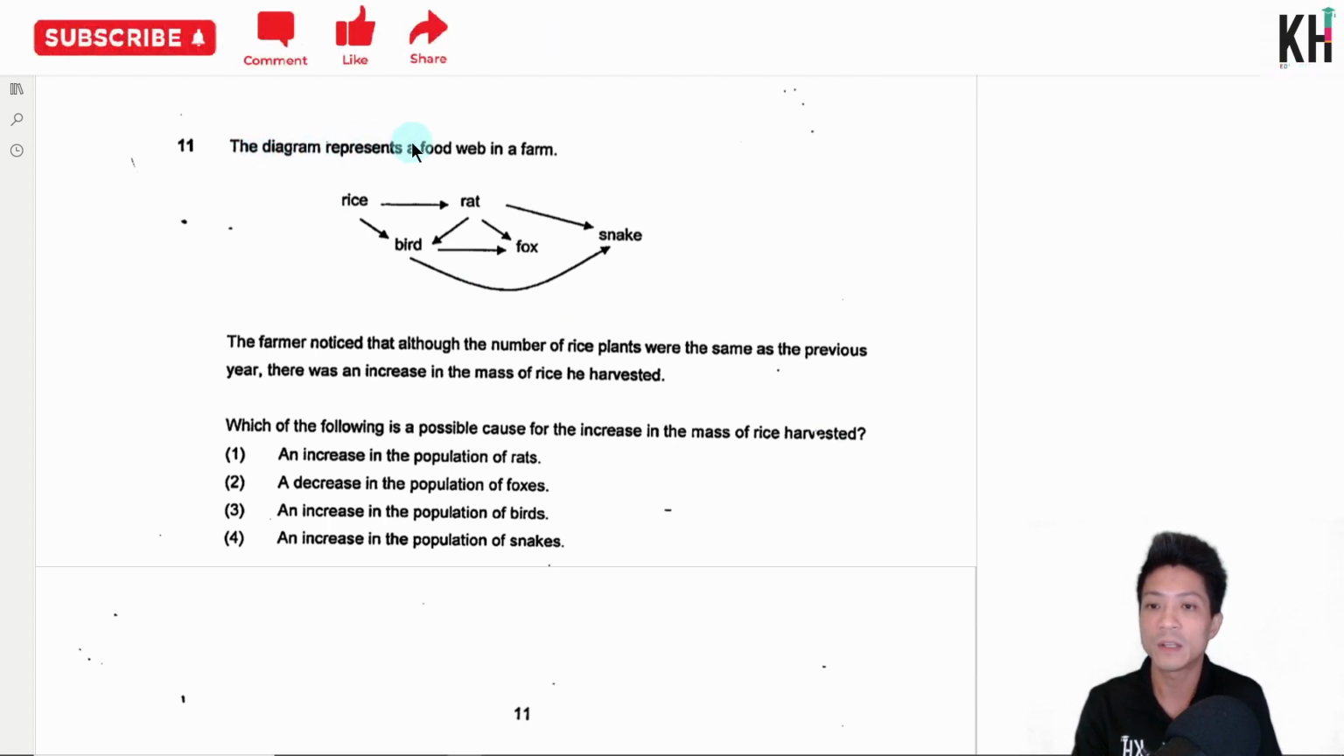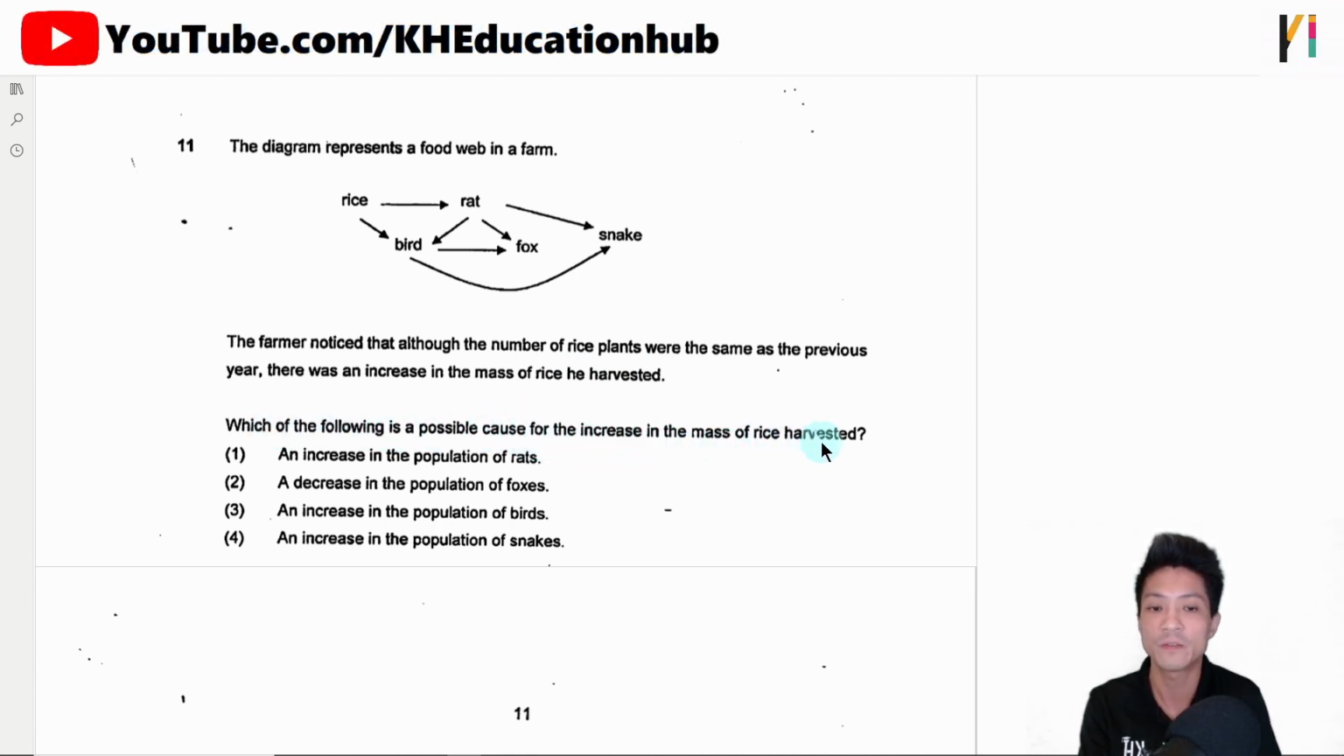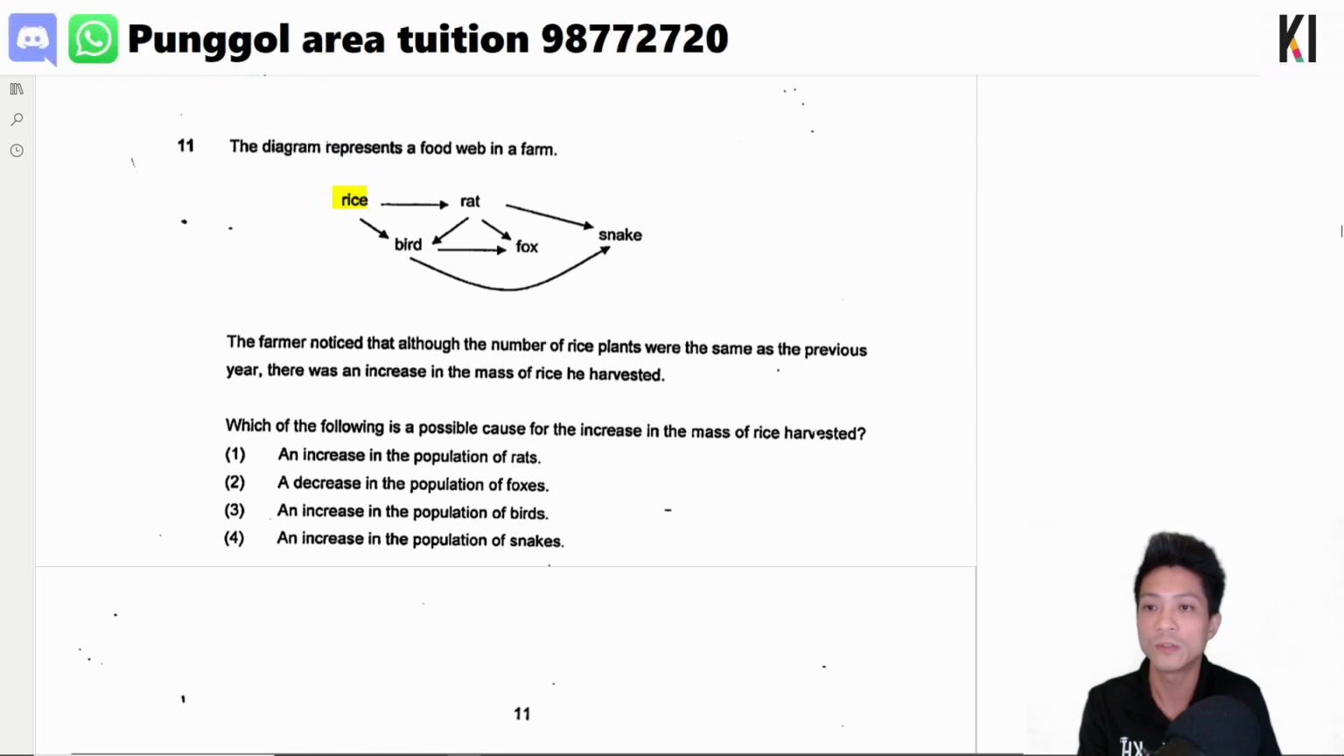Question 11, the diagram represents a food web in a farm. The farmer noticed that although the number of rice plants were the same as the previous year, there was an increase in the mass of rice he harvested. Which of the following is a possible cause for the increase in the mass of rice harvested? If you want the mass of the rice harvested to increase, right?